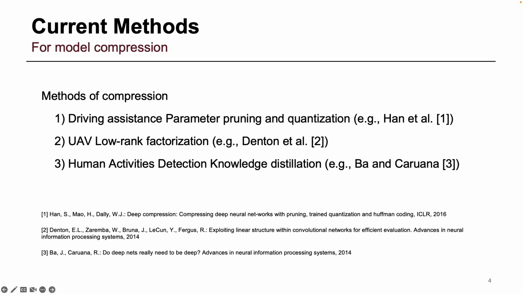And moreover, Ba and Caruana proposed knowledge distillation, which trained a shallow network to mimic a deeper network without sacrificing accuracy. This method was based on one of the authors' previous work, which trained a small network to approximate a full network on pseudo data.